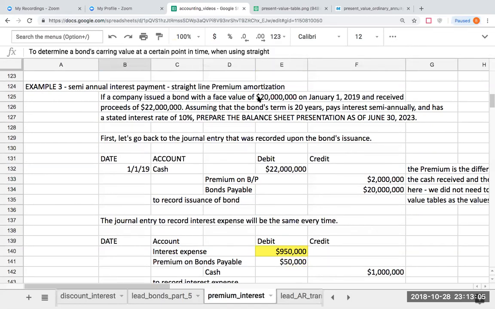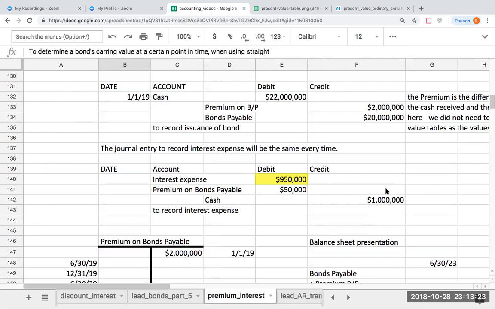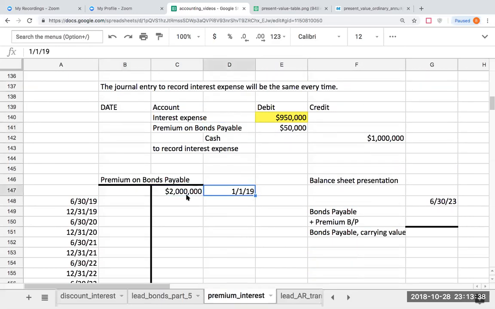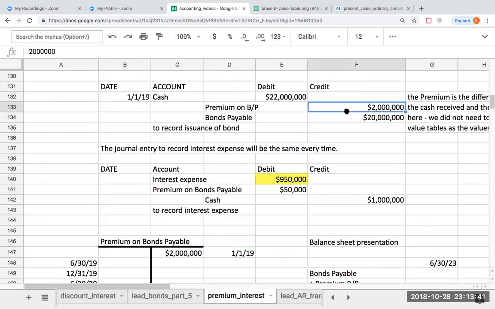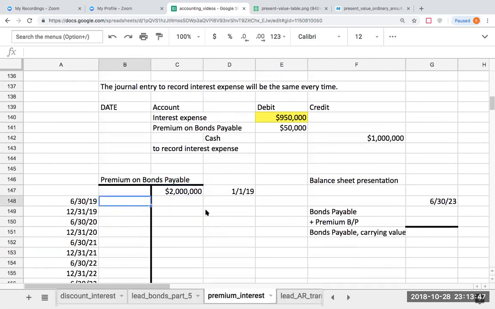So if a company issued a bond with a face value of 20 million, received proceeds of 22 million, and again, this is kind of similar to the last one we did, what is the balance sheet presentation on June 30th, 2023? Well, again, we saw this initial entry, and then this was the entry we used to record our interest expense. Remember, this journal entry, when I'm using straight line amortization, never changes, both the form and the dollar amounts. So here I go to my premium on bonds payable, which had an opening credit balance right here of $2 million. So what's happening every time I'm amortizing this?